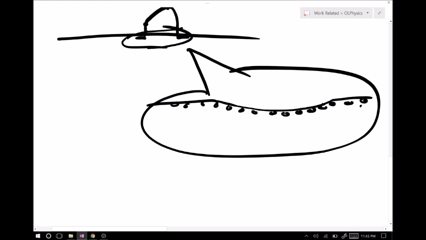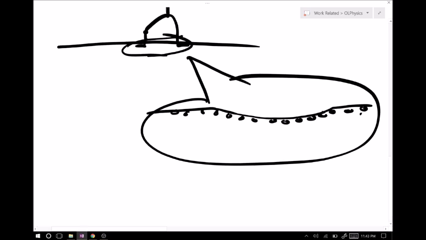So it kind of feels like a compression or tension force. So that's where it comes from. But all you really need to know is this: the way you calculate it.